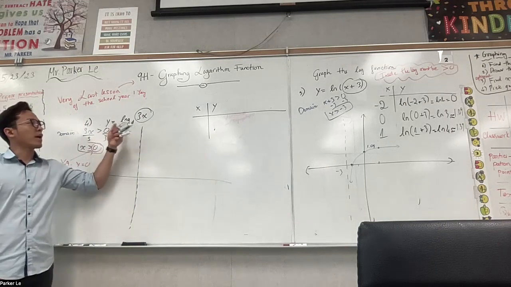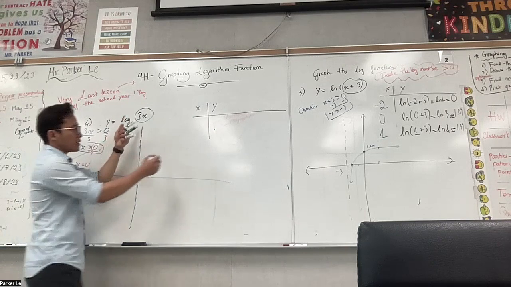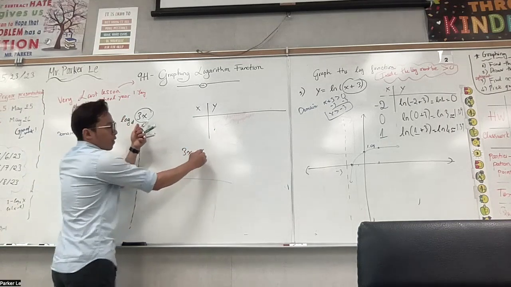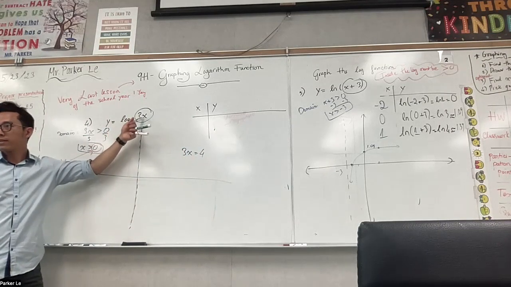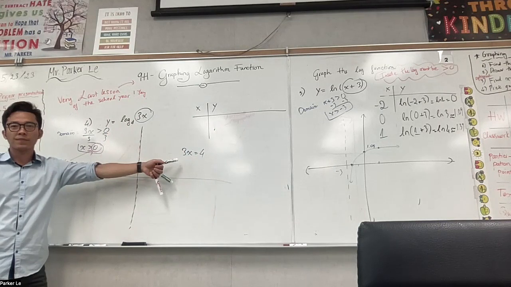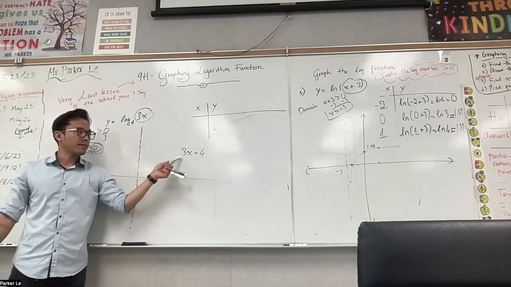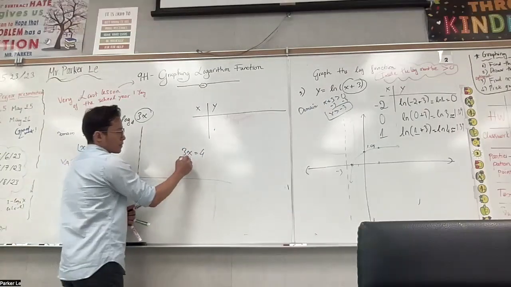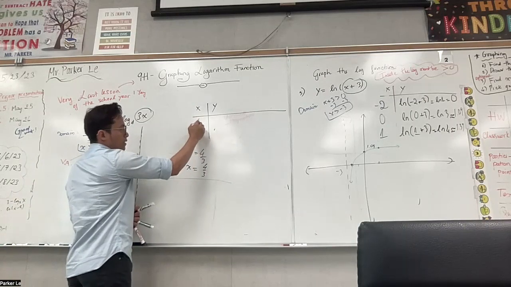It's good to have log 4 of 4, right? Because we know that is 1. So we need the 3x to be 4, so that I can have log 4 of 4. Can you solve for x right here? How can you solve for x? Divide by 3. So x is 4 over 3. That's the first good point.